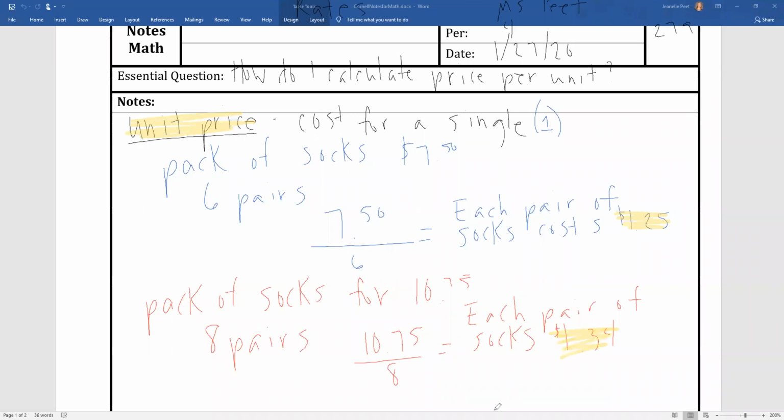All right. Well, which one's the better buy? The better buy is actually going to be the 6 pairs for $7.50 because each pair of socks costs less. This is only $1.25 per pair of socks, whereas if I were to buy this packaging, I'm spending $1.34. Okay, so that's how it helps us determine which packaging is the better buy.